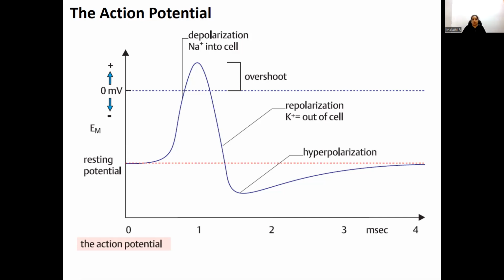The time period in which the next action potential cannot be generated we call the refractory period. The refractory period is again classified into two types. One is the absolute refractory period. The other one is the relative refractory period. In the absolute refractory period, we cannot generate the next action potential at all. Whereas in the relative refractory period, if we give a stimulus of a little higher strength than the previous stimulus, the next action potential will be generated.